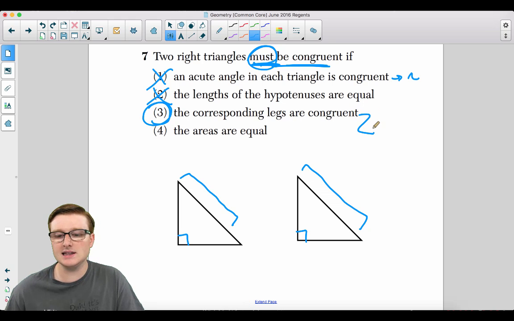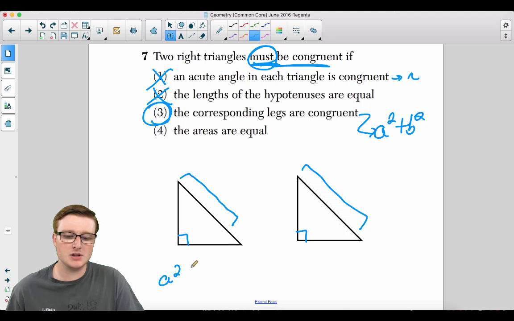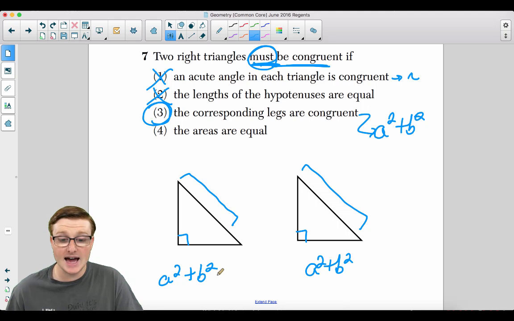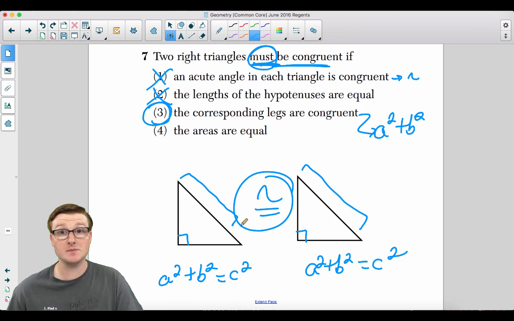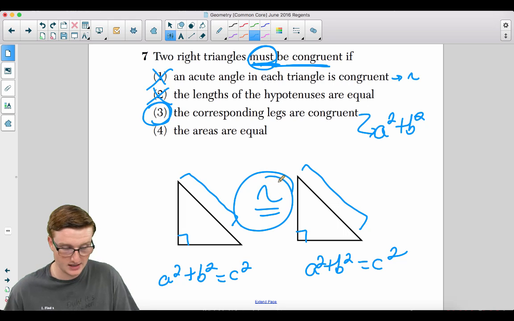Because corresponding legs, that's your a squared plus b squared. If your a squared plus b squared is the exact same number, it has to equal c squared. So therefore, these two triangles would be congruent to each other if the corresponding legs are congruent. All right, so the answer for number 7 is going to be choice 3.